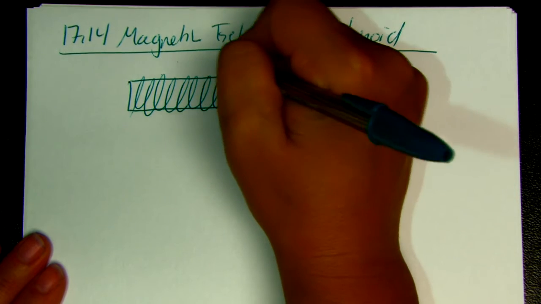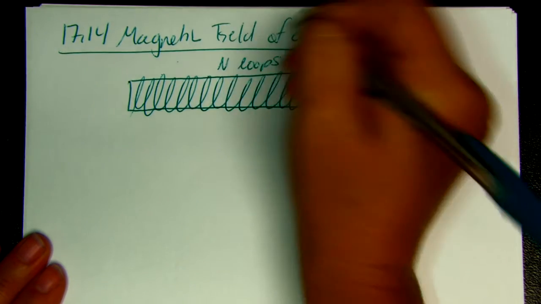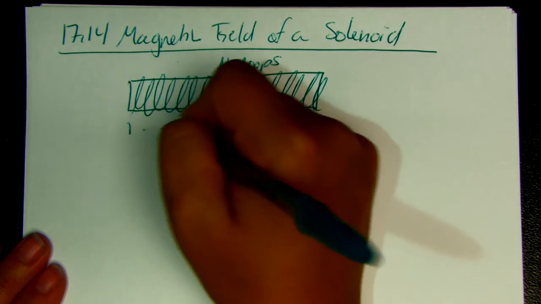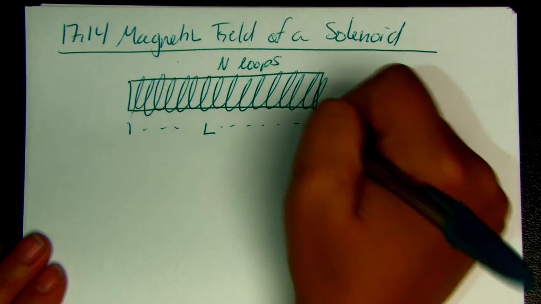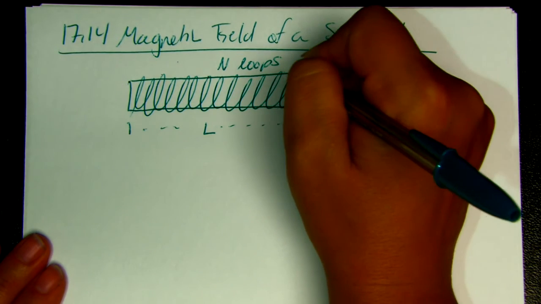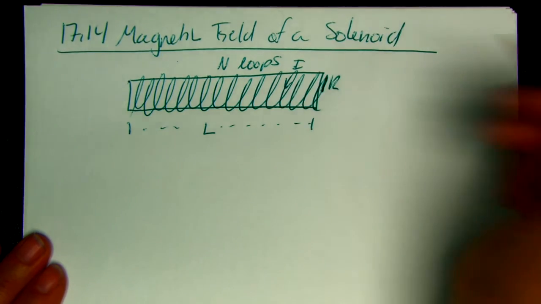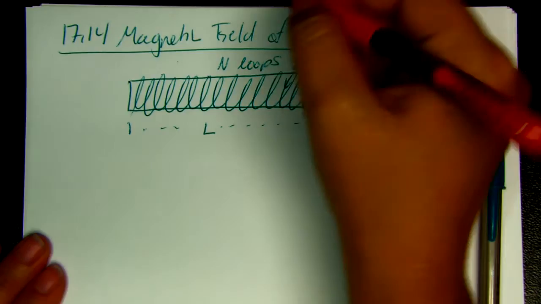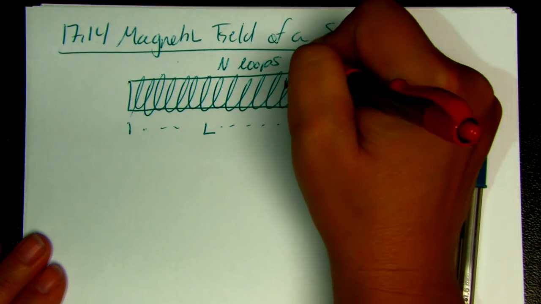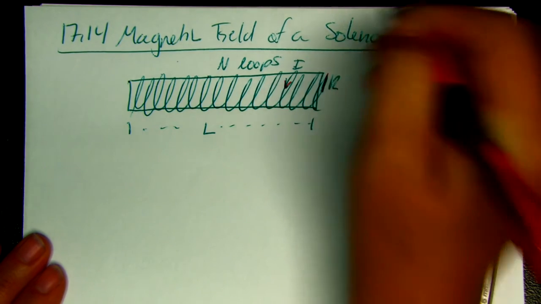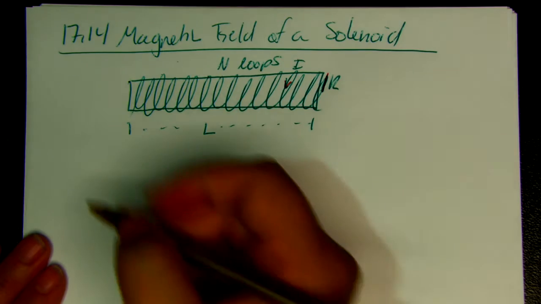So you have a solenoid. It would have N loops around it. It would be some length L, and you would have current I going through it, and it would have some radius R.